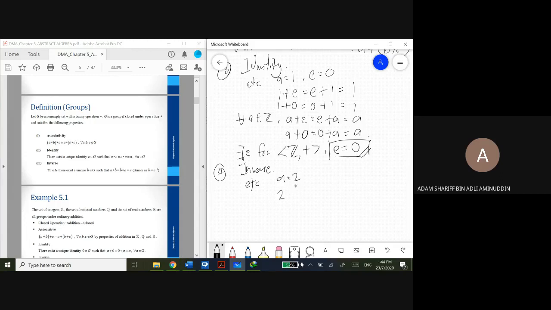Does the inverse of 2 exist such that this happens? 2 plus 2 inverse equals 2 inverse plus 2, you get back the identity. The identity you get from the top, it must be equal to 0. What will be the inverse of 2? Jawab. What is 2 inverse this time?